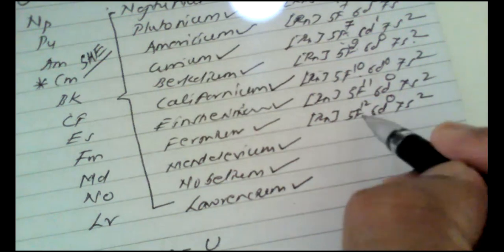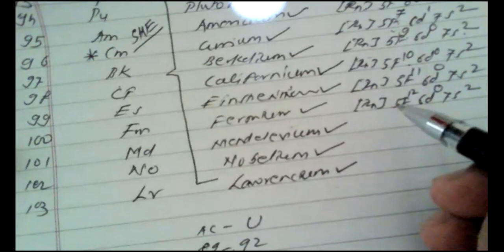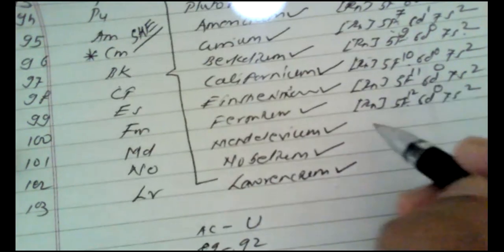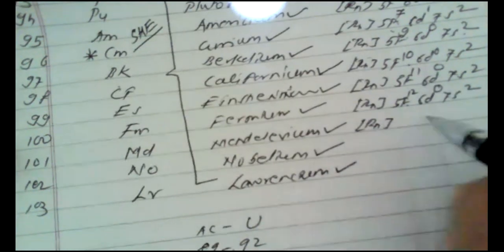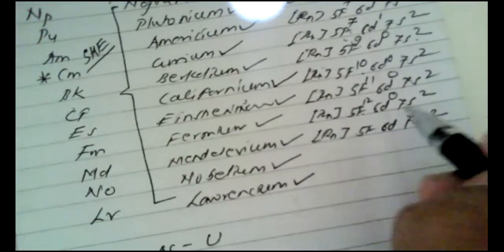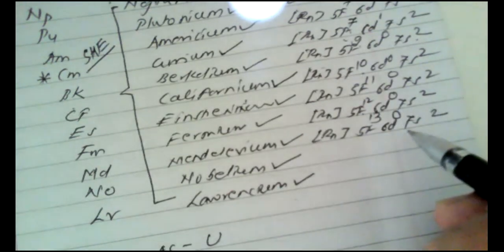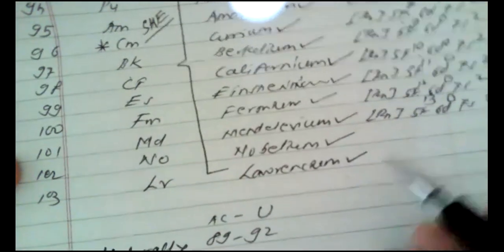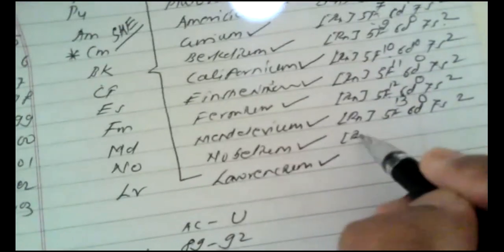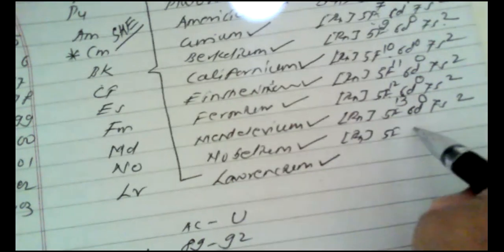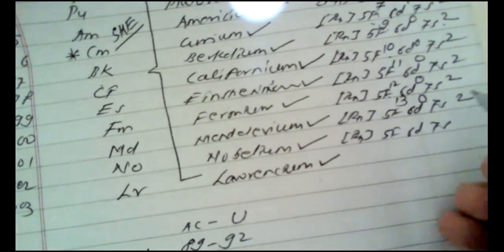So 88 plus 12 is 100. That is fermium, atomic number 100. Then radon 5f 6d 7s: 7s2 6d0 and 5f13. So 88 plus 13 is 101. That is mendelevium.